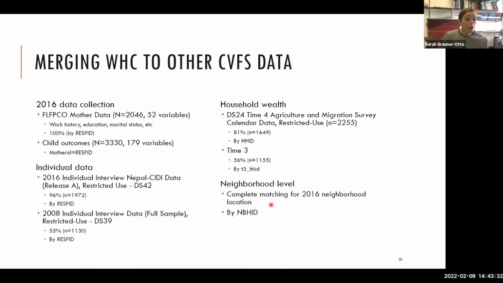For the neighborhood level, we have complete matching for the 2016 neighborhood location. So for all neighborhood level information, you can merge all of these women to all of that: school history calendars, work history calendars, using the closest neighborhood and the neighborhood history calendar information. All of that kind of stuff can be merged in.